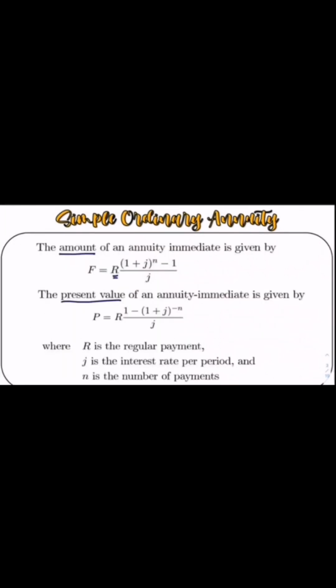The amount of an annuity immediate is given by F equals R times the quantity 1 plus j raised to n minus 1, over j. The present value of an annuity immediate is given by P equals R times the quantity 1 minus the quantity 1 plus j raised to negative n, over j, where R is the regular payment, j is the interest rate per period, and n is the number of payments.